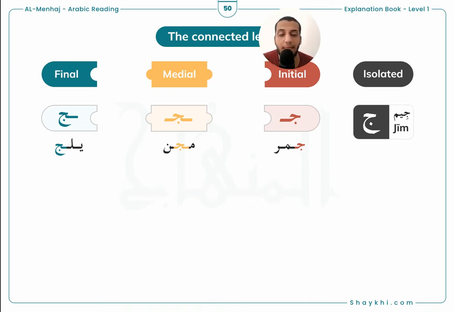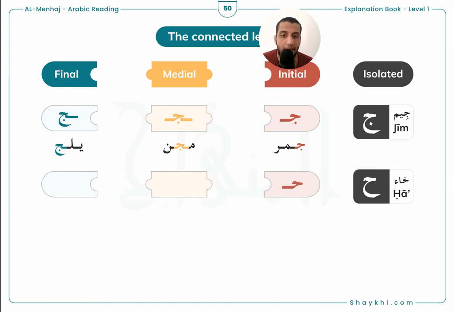So the next letter we have is letter Ha. And Ha is the shape mate of letter Jim, but the difference between them is that Jim has a dot inside, but Ha doesn't. This is just the difference between both of them. So let's take an example of letter Ha. The shape of the initial form is like this, like Jim, because they are shape mates, but there is no dot below it. And this is Ha in the middle form, and this is Ha in the final form.